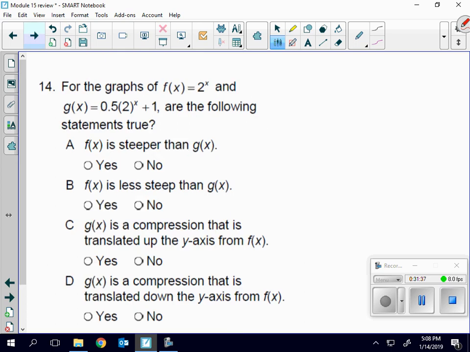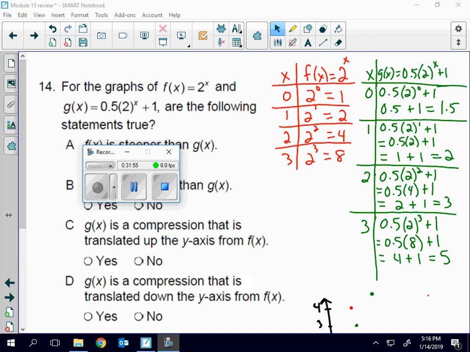All right, and number 14. For the graphs of f of x and g of x, are the following statements true? All right, this is, again, you're probably going to want to make a table and sketch your graphs to help you out. All right, made you a little table there. You can pause and copy those down. I know my class has done a lot of tables at this point. Hopefully you know how to do that.